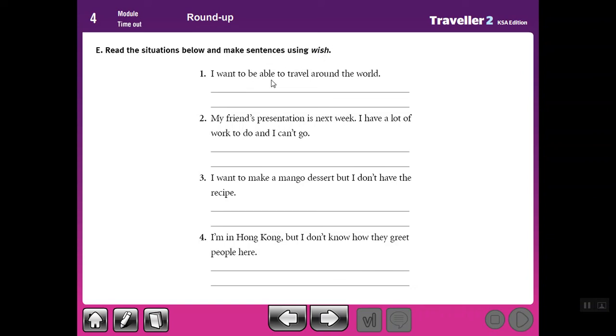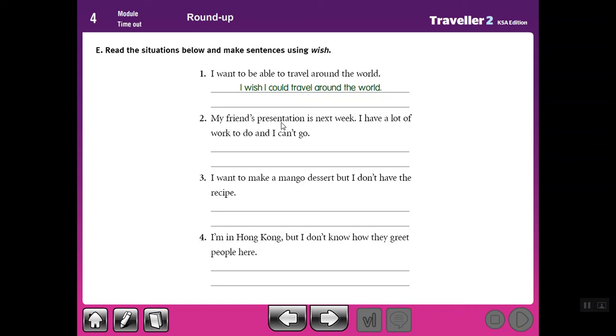I want to be able to travel around the world. Okay? Here he is talking about something he wants to do. So I use I wish could. So the answer will be yes, you are right. I wish I could travel. Yeah. I wish I could travel around the world.